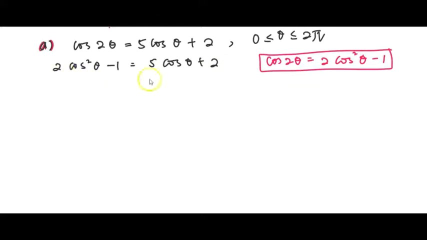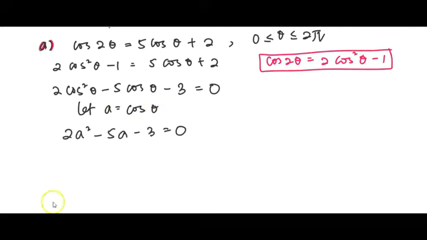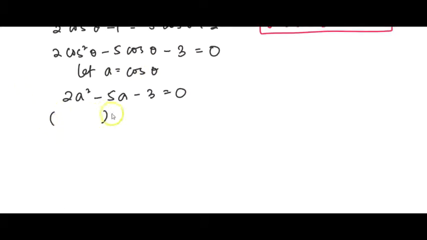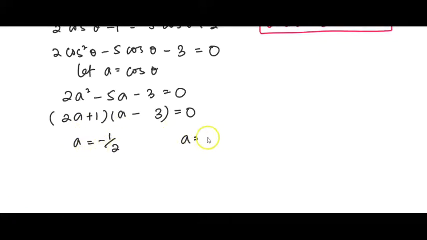Then we simplify, we arrange it nicely. After that, we replace the A as cos theta. We obtain this equation, then we factorize it. You have these two factors equal to 0, solve it. You will have A equals negative 1 over 2 and A equals 3. Okay, substitute back the A as cos theta. We have cos theta equals negative 1 over 2 and cos theta equals 3.